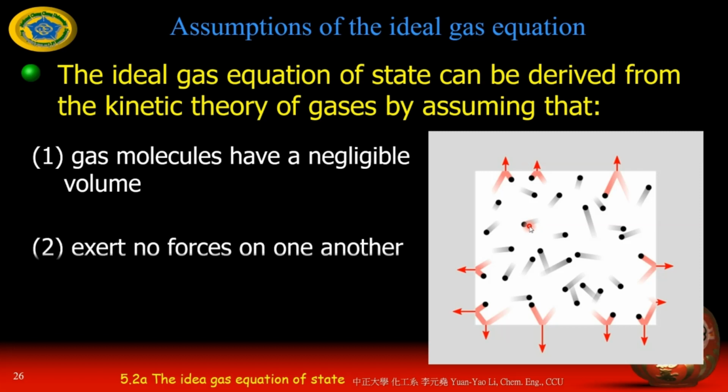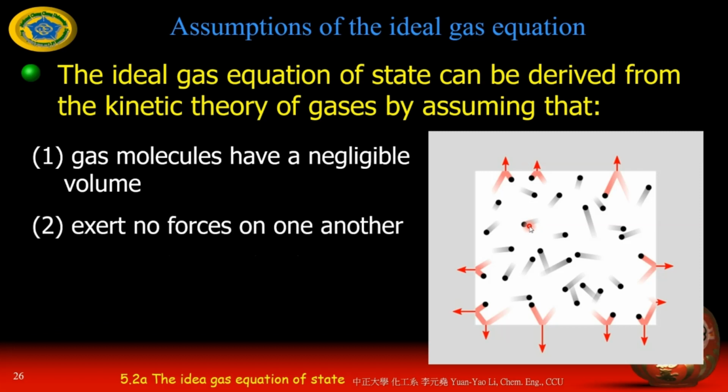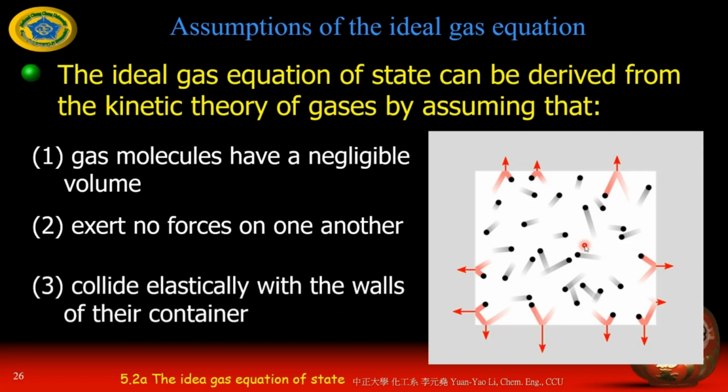The second one is that the molecules exert no forces on one another. So there's no energy exchange between the molecules. But as a matter of fact, the molecules will hit each other, right? Collisions. But we assume there's no energy exchange, no forces on one another. We regard this as an ideal gas.